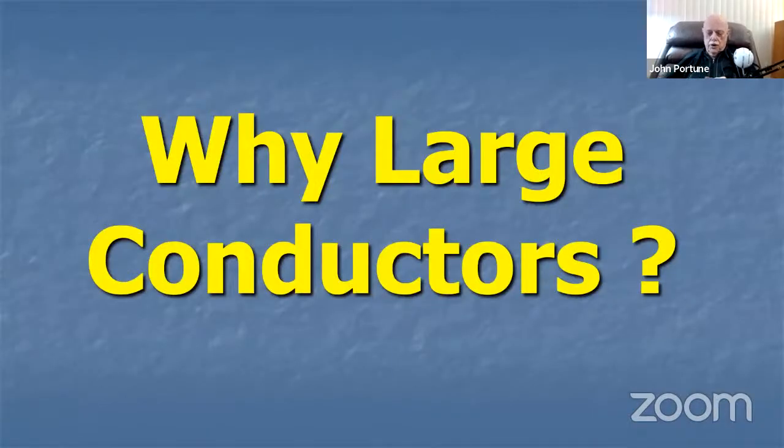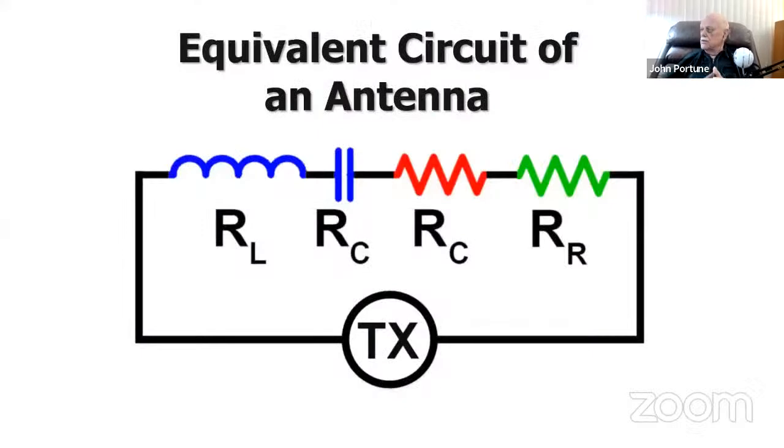Why do we need large conductors? Well, here it is quickly. All antennas have these 4 properties: inductive and capacitive reactance. We know this. This is what makes a loop, any antenna, resonant. But they have 2 resistances: conductor resistance and radiation resistance. Radiation resistance is what space does to an antenna to allow it to take radio waves.